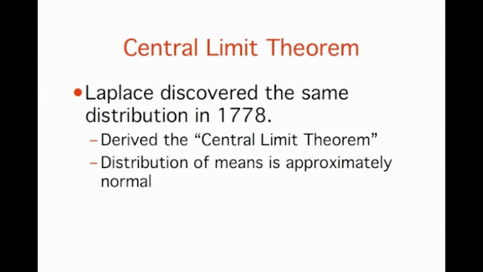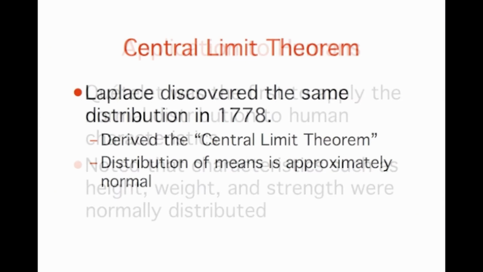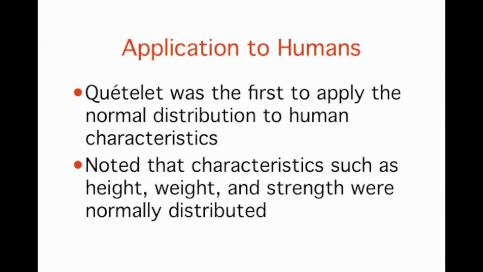Most statistical procedures for testing differences between means assume normal distributions. Because the distribution of means is very close to normal, these tests work well even if the distribution itself is only roughly normal. Quetelet was the first to apply the normal distribution to human characteristics. He noted that characteristics such as height, weight, and strength were normally distributed.